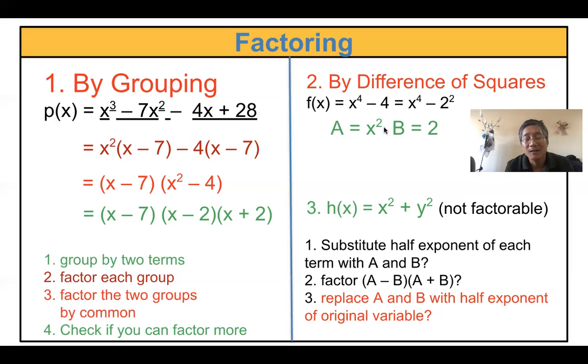So then a minus b, a plus b, right? You're going to do it. If you write it down like this, it's much easier. Then substitute. So x squared minus 2, x squared plus 2. Make sense? Good.